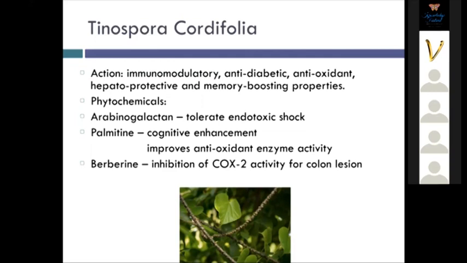Okay. Next, the point is about improved antioxidant enzyme activity. What are the antioxidant enzymes? It is nothing but glutathione, superoxide dismutase, and catalase. So these enzymes, what are their functions? The function of these enzymes is to attack and destroy the environmental carcinogens.